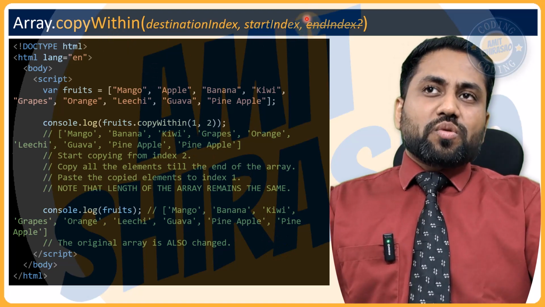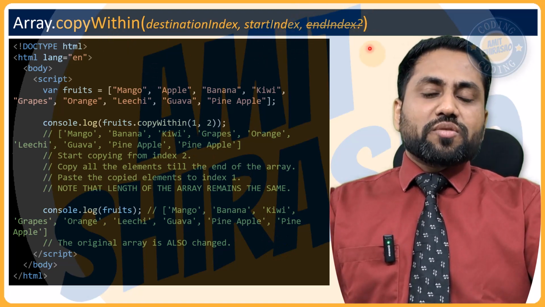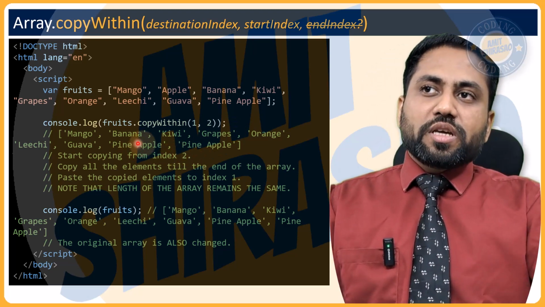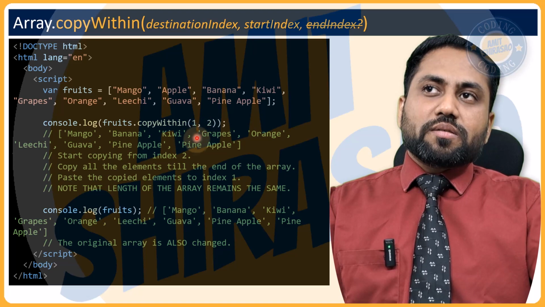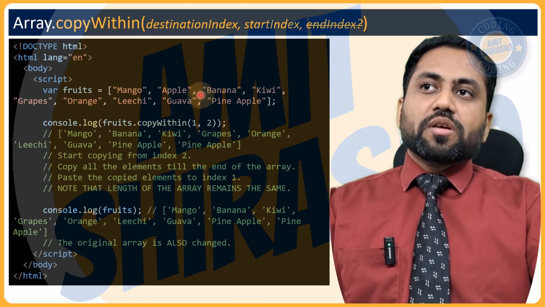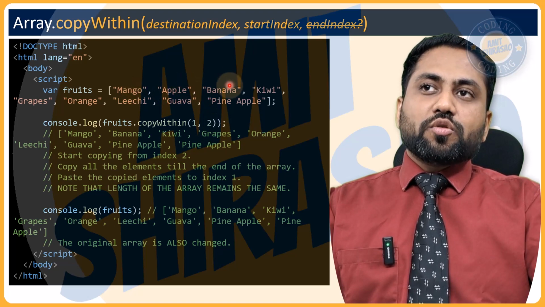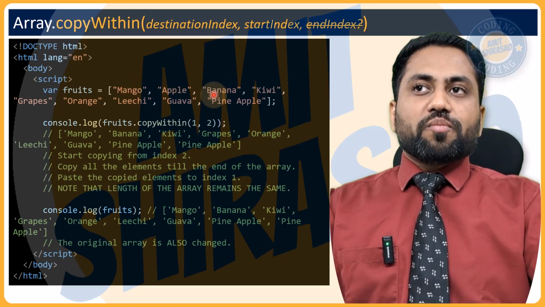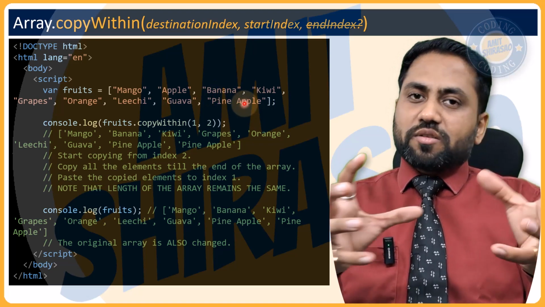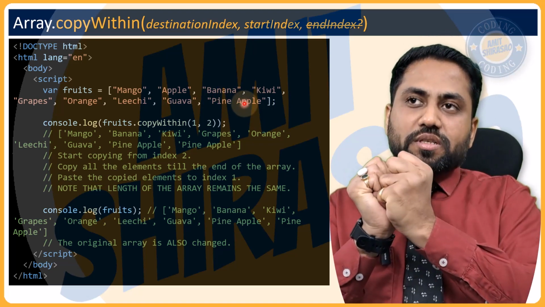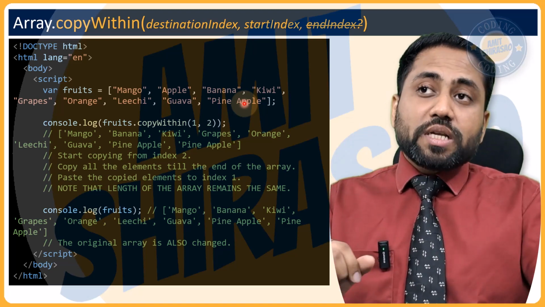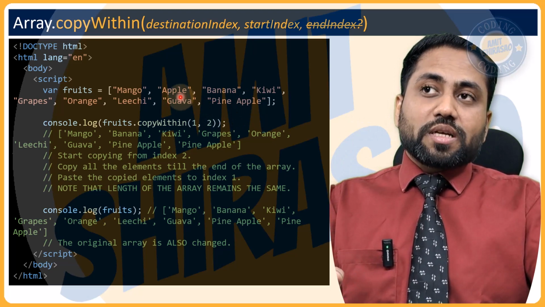CopyWithin can be used without the end index. When you don't give the end index, then it copies all the elements till the end of the array. So here for example I've said paste it at index number 1, but start copying from index number 2. So 2 means banana. So from banana till pineapple, it will keep on copying everything. It'll keep it in its clipboard, let us say, and then it will paste. Where will it paste? It will paste at index number 1, that means at apple.